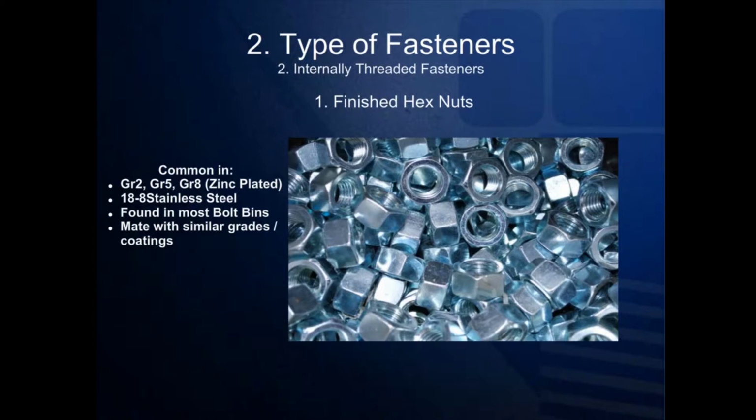Strangely enough, nuts come in an immense number of different patterns. However, the most common types include the finish pattern and a heavy pattern. Finish pattern nuts consist of your everyday, light-duty, off-the-shelf nuts. Although they can come in a full gamut of materials and platings, the most common finished nuts found in bolt bins are grade 2, grade 5, grade 8, and 18/8 stainless steel. In addition, a rule of thumb is that like coatings should always be mated together. Therefore, it's not recommended to mate a hot dip galvanized nut with a stainless steel bolt.